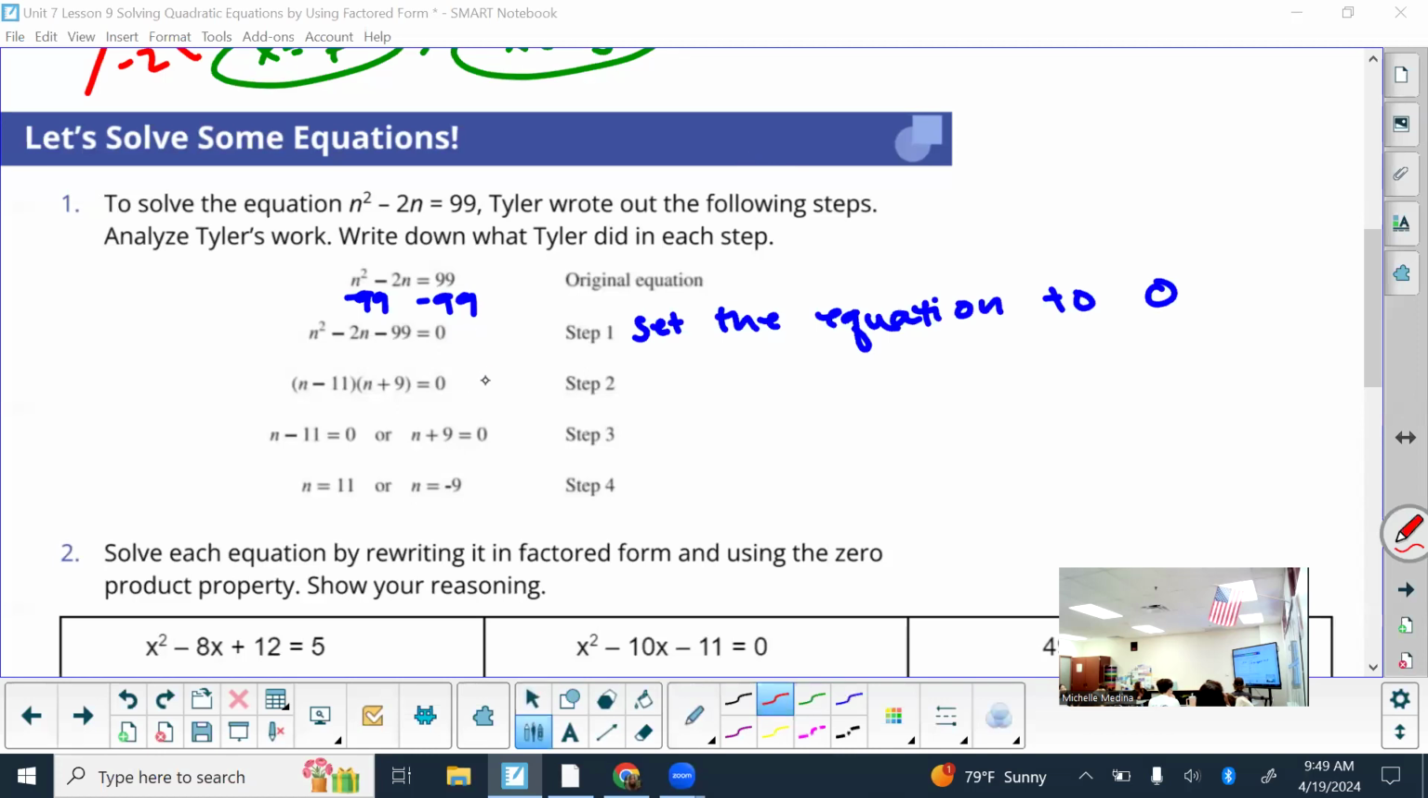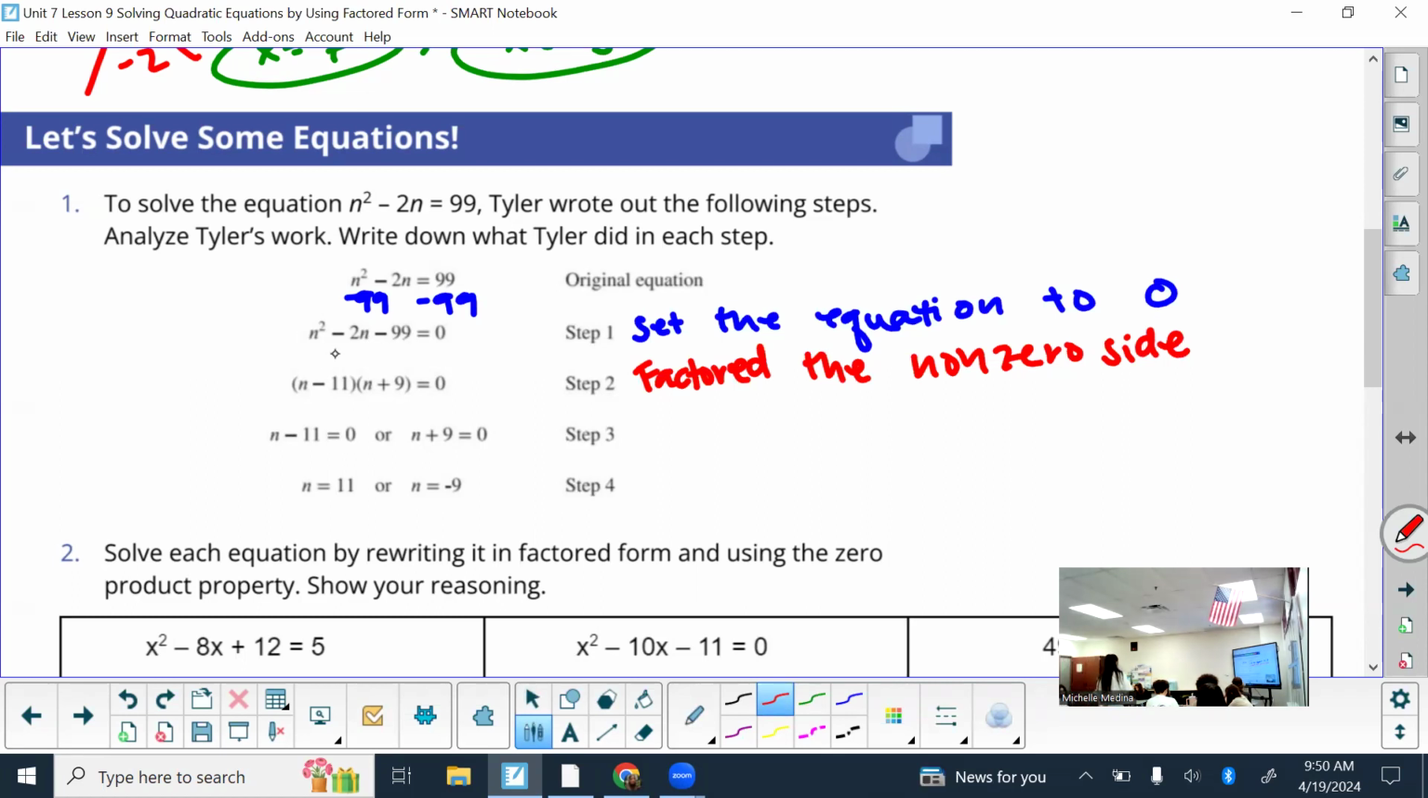From here to here, they change it to factor form. Perfect. When they go from standard to factor form, they actually call that factoring. And since we're talking in past tense, I'm going to put that Tyler factored the non-zero side. So the left side changed to factor form.